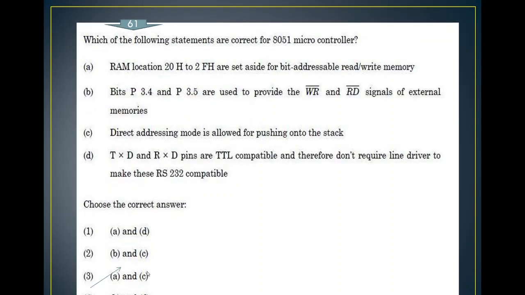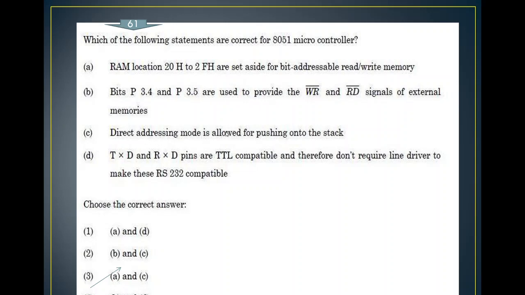Next question. Which of the following statements are correct for 8051 microcontroller? Statement A. RAM locations 20H to 2FH are set aside for bit addressable read-write memory. Statement B. Bits P3.3, P3.4 and P3.5 are used to provide the not WR and not RD signals of external memories.